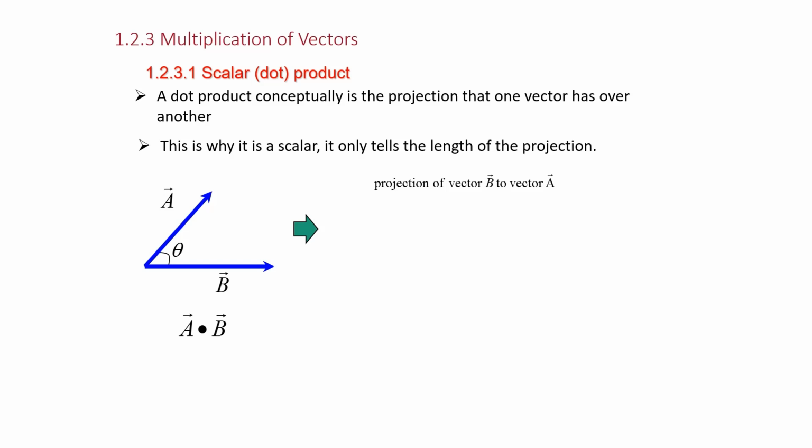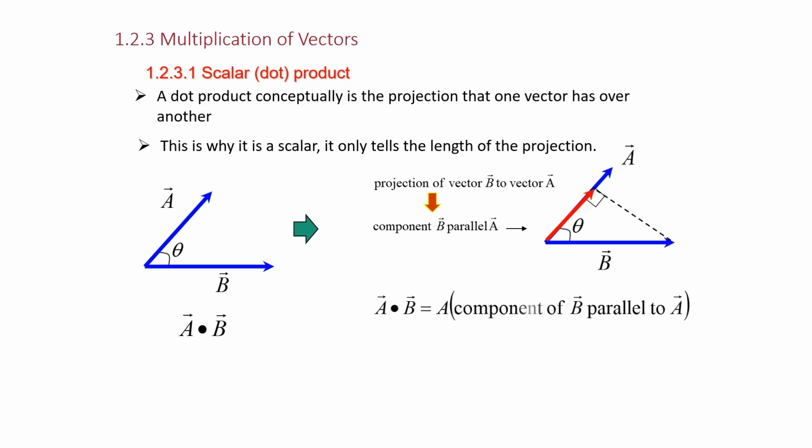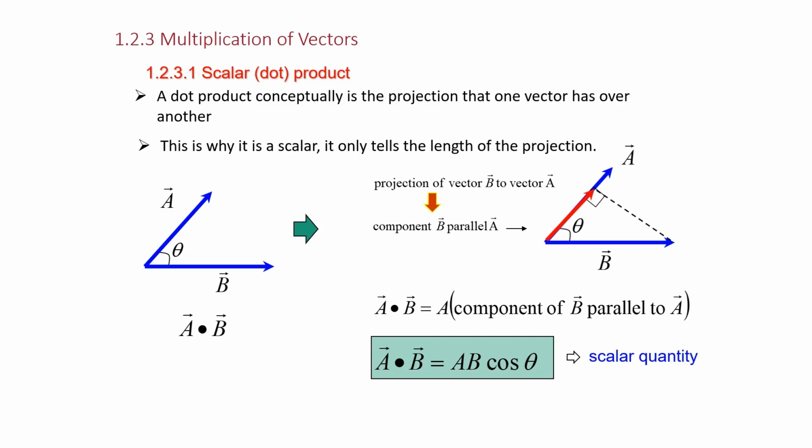What does it mean by that? It is going to be the component of B parallel to A, as shown in the figure, where the red line represents the component of B that is parallel to A, or the projection of B parallel to A. Therefore, A dot B is equal to the magnitude of A times the component of B parallel to A, or in mathematical equation, A dot B is equal to AB cos theta, and it will produce a scalar quantity.